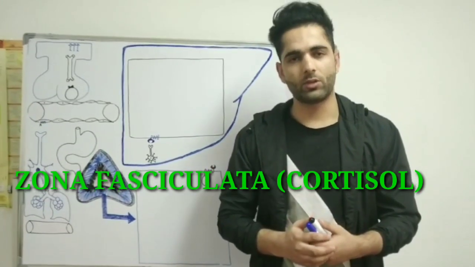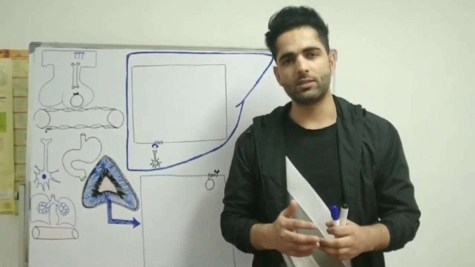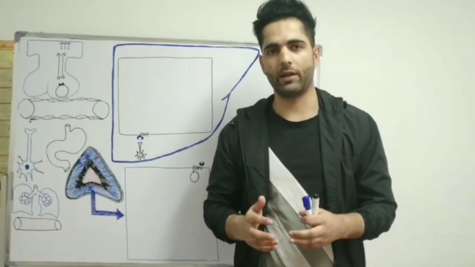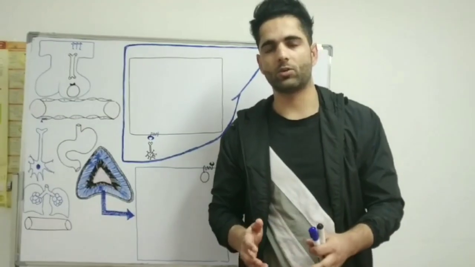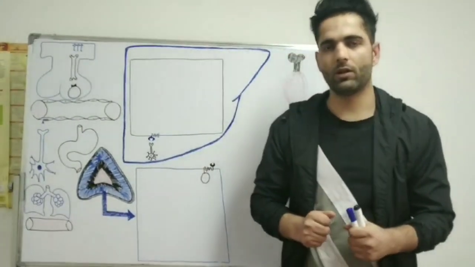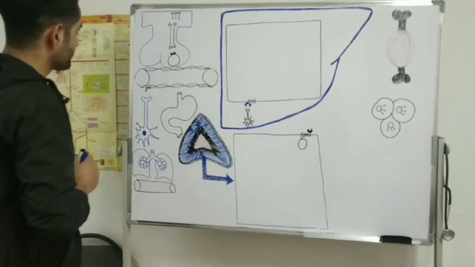As we know, cortisol is a very important hormone and it is secreted by the adrenal gland. We will look at which part of the adrenal gland secretes cortisol. First of all, I want to give you the main introduction regarding cortisol.